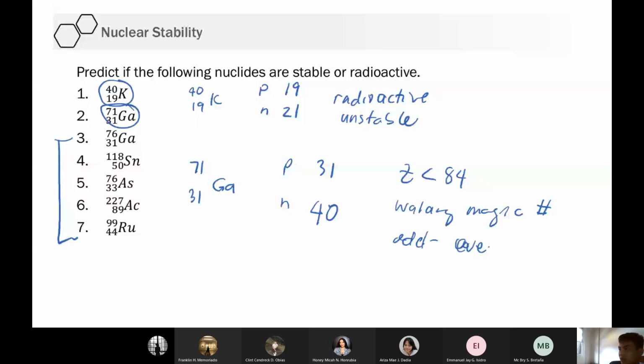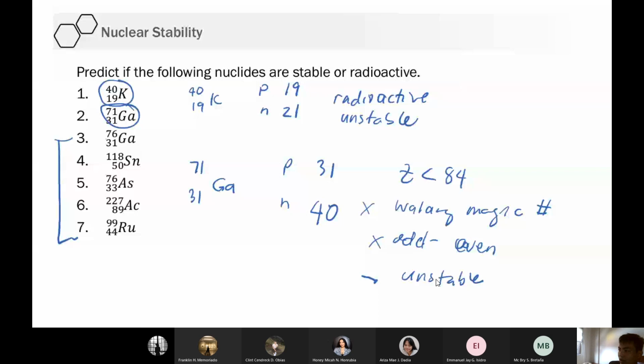So, ano pwede na sabihin dito? Ito ba ay unstable? Pwede siya maging unstable. Okay? So, pwede siya maging unstable. Okay? Paano natin nasabi na unstable siya? Kasi nga, ito, hindi niya nasunod ito. Okay? So, relatively unstable siya. Relatively unstable. Okay? So, relatively unstable lang.